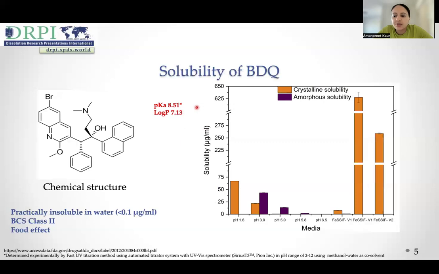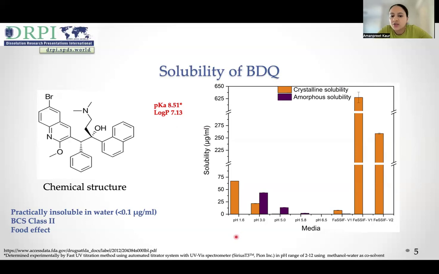Bedaquiline is a weakly basic molecule with a pKa of 8.51. It is practically insoluble in water and has a high log P of 7. It has therefore been classified as a BCS class 2 molecule. However, it has twofold bioavailability when it is administered with food.